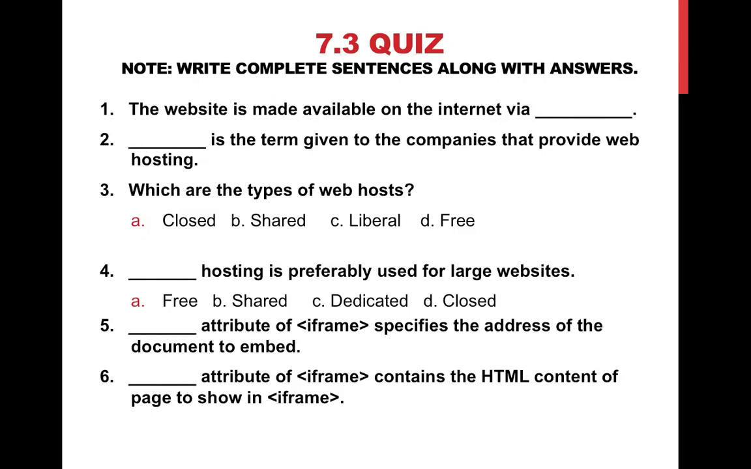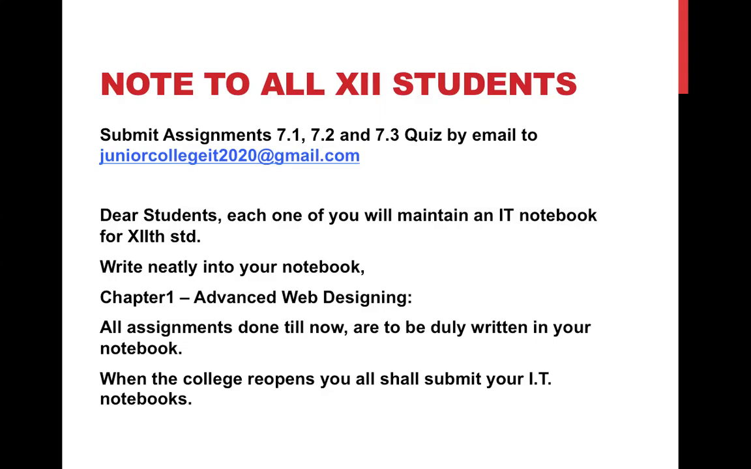So now we come to the last part. There is a short quiz here along with your 7.1 and 7.2 coding of iframes. You will write down the heading as 7.3 quiz, write down these statements, write down the answers, and underline them. And submit your assignments to junior college IT 2020 as usual, how you have been doing. Put your subject as roll number and your name, roll number and name, very important.